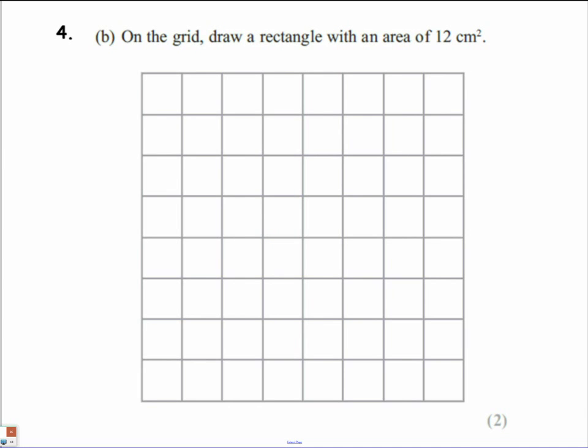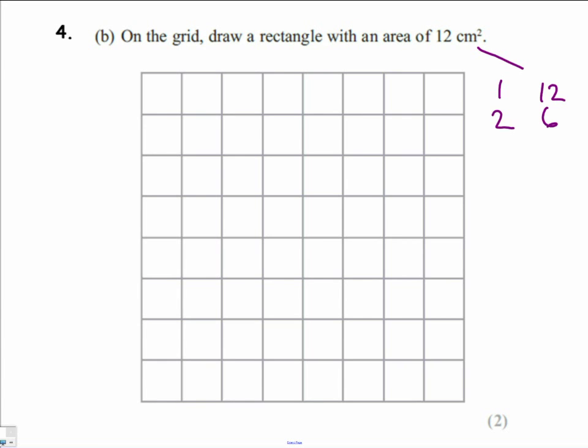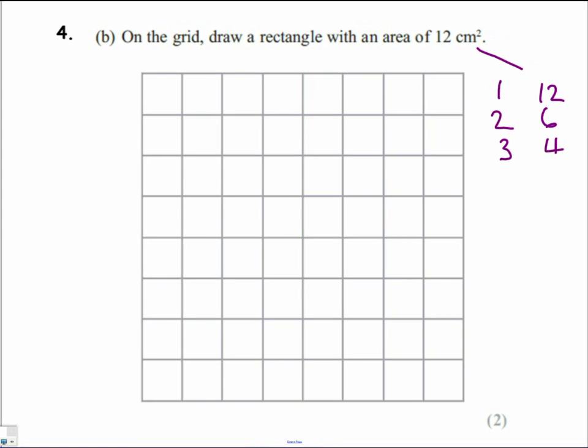Question 4b. On the grid, draw a rectangle with an area of 12 centimetres squared. So when you're doing areas, it's the length times the breadth. Now, in order to make the number 12, we need to multiply two numbers together that give us 12. In other words, we can draw any rectangle with the factors of 12. So the factors of 12 would be 1 and 12, because 1 times 12 is 12. 2 and 6, because 2 times 6 is 12, and 3 and 4. So they're the factors of 12.